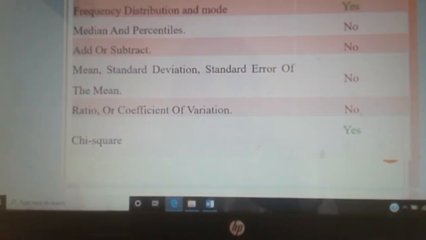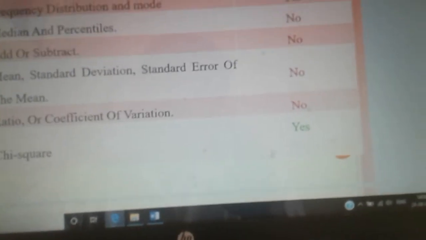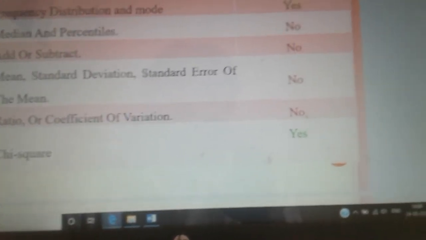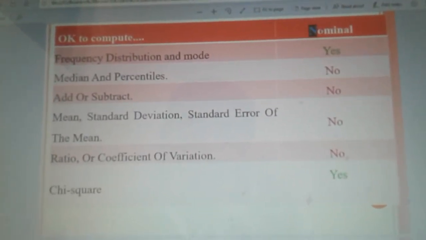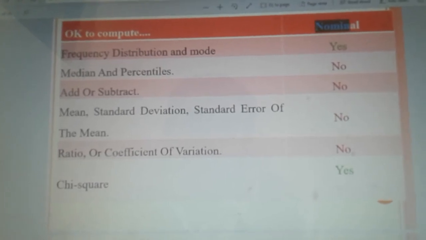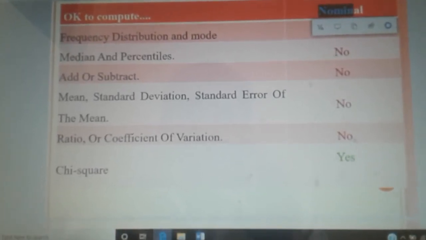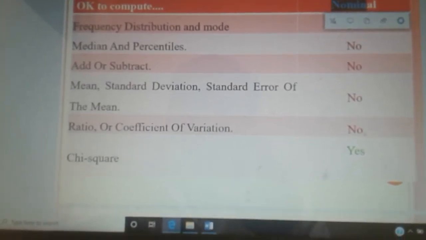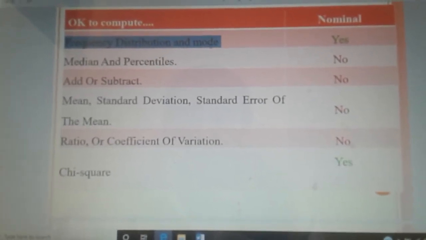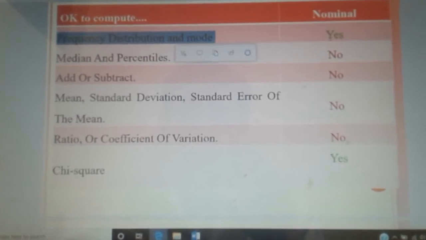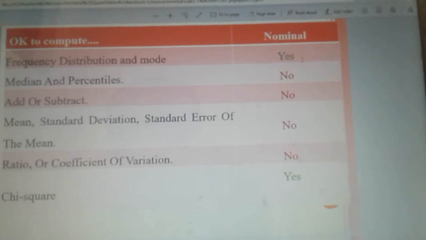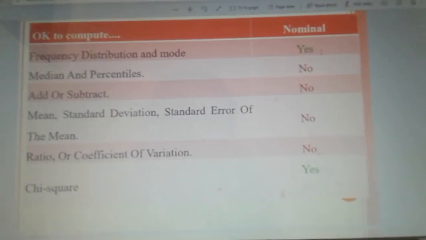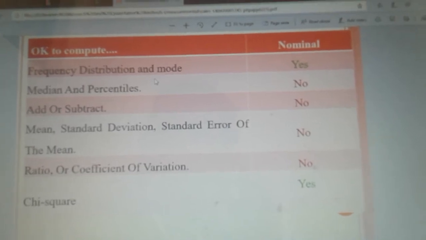Now let's see which interpretations are applicable for the nominal scale. The interpretations applicable for nominal scales are frequency distribution and mode. Only frequency distribution and mode are applicable for nominal scales. For example, how many of them are married, how many of the respondents are divorcee, how many of the respondents are single. All those frequencies can be calculated, and mode also can be calculated.